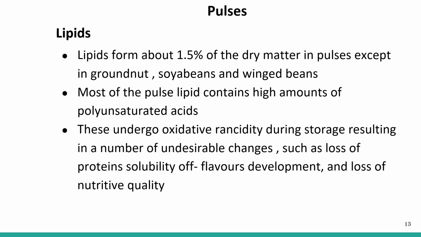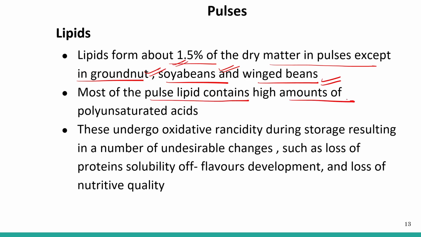Lipids. Lipids form about 1 to 5% of the dry matter in the pulses, except in groundnut, soybean, and winged beans. So they have high oil content: groundnut, soybean, and winged beans. But other pulses contain 1 to 5% of the dry matter. Most of the pulse lipids contain high amounts of polyunsaturated fatty acids.